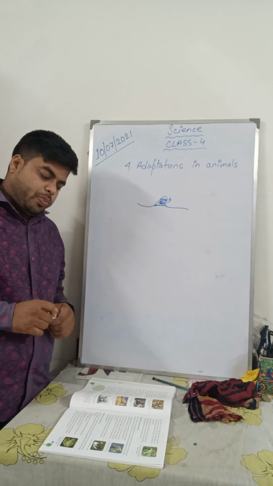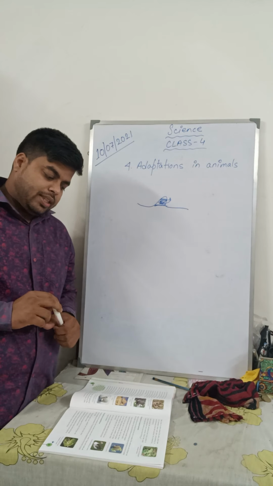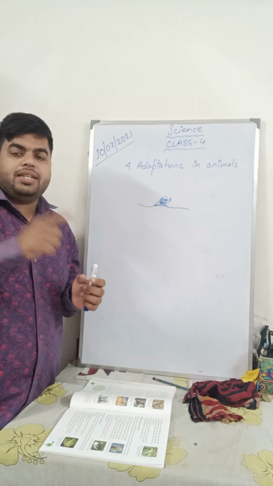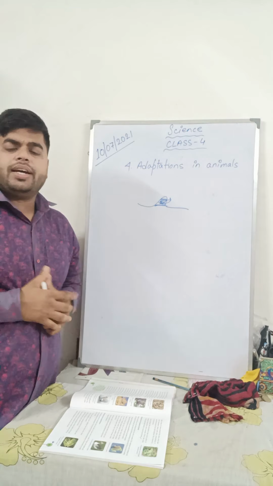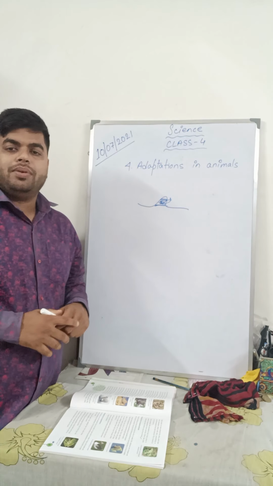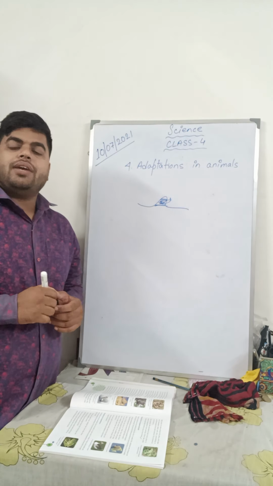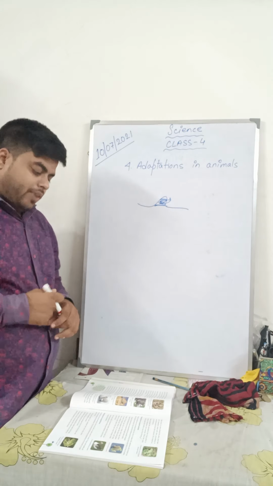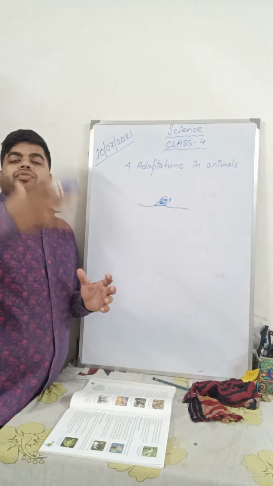Some animals like porcupines have sharp spines to protect themselves from enemies. So you can see different animals have different kinds of adaptation, different kinds of changes in their body so that they can protect themselves and survive.